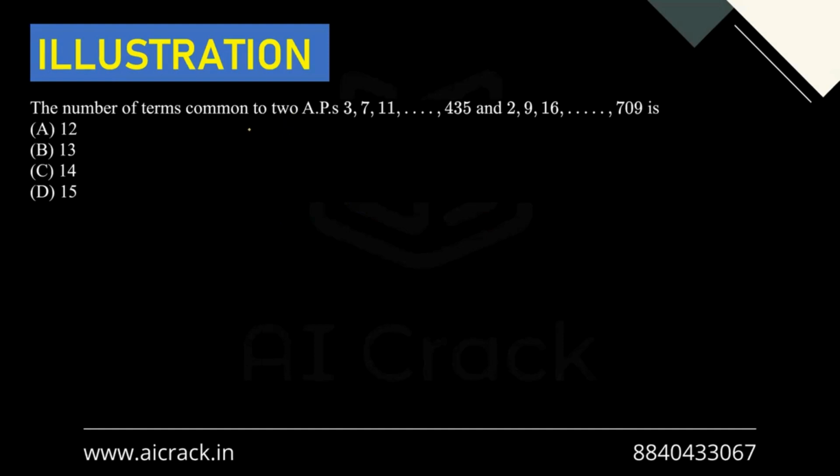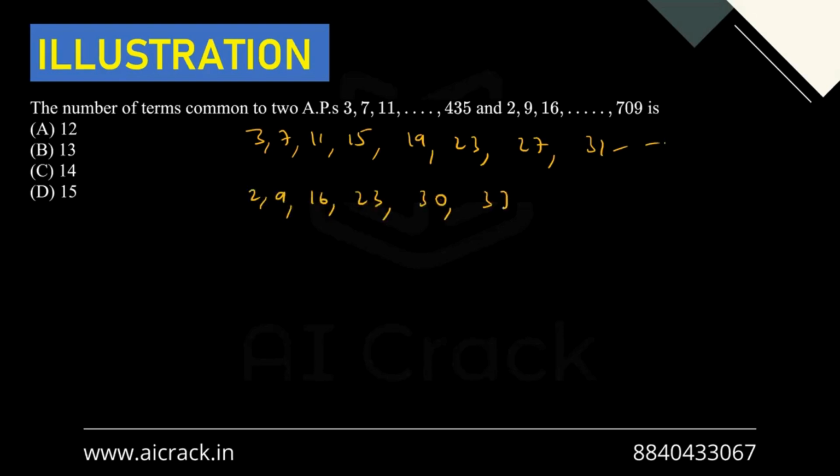So the first AP is 3, 7, 11, 15, 19, 23, 27, 31, and so on. And the second AP is 2, 9, 16, 23, 30, 37, and so on. Now we can see that the first common term is 23 in both the APs, right? This AP has a common difference of 4, and this AP has a common difference of 7.